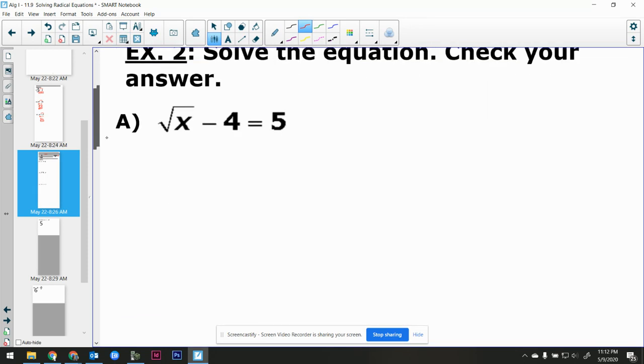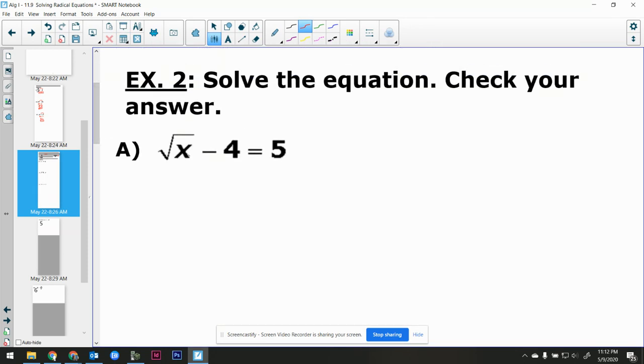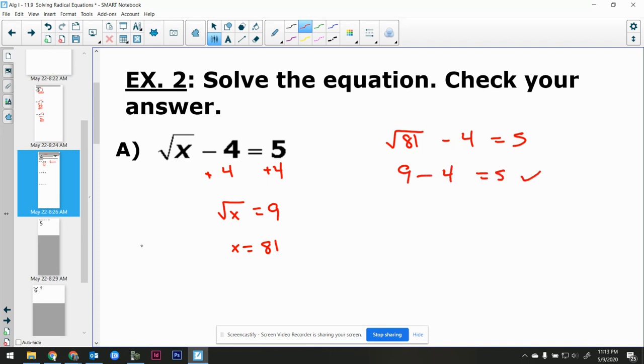So, for example, is the square root completely alone? No. So what I've got to do is use these inverse operations to get that square root completely alone. So now when I square the opposite side, x is equal to 81. Let's just check and make sure. Square root of 81 minus 4, is that 5? Well, this is 9 minus 4. Yeah, 9 minus 4 is 5. That does check out. So x is 81.